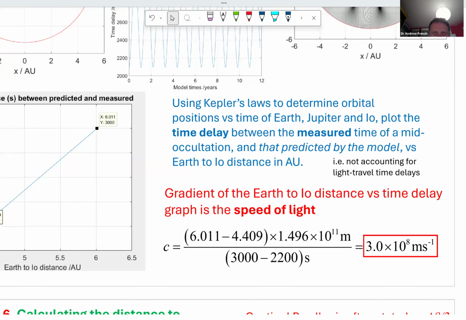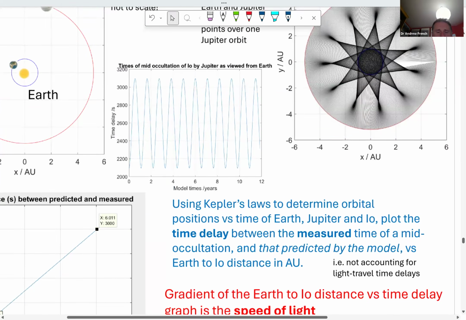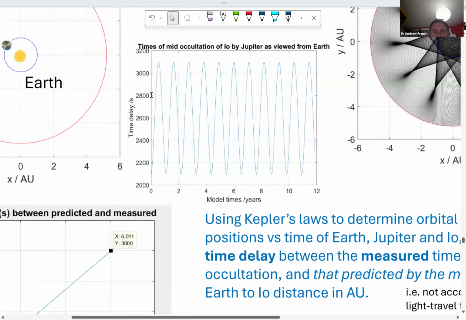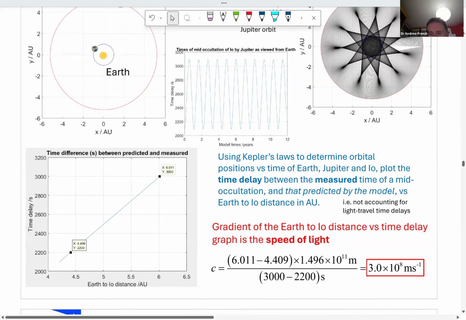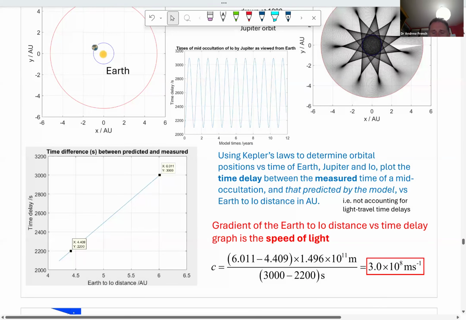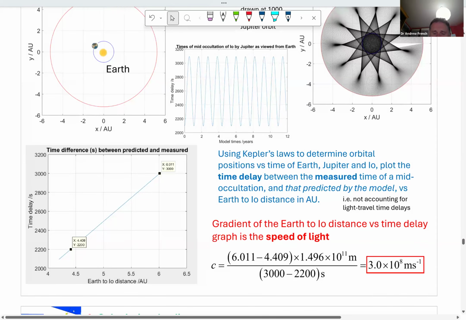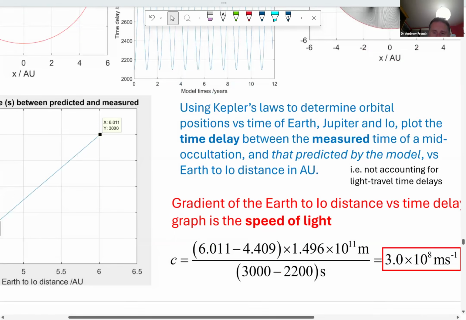And so to figure that out, you just need to take lots of measurements of exactly when your mid-occultation time is. And then you compare that to your absolute model from Kepler's laws, and work out the difference in those times. So our time delay would move up and down on this graph. You need to do this carefully over many years, which is what Rømer did. And then if you know what an astronomical unit is, which we found last time, you can work out the speed of light, which is rather lovely. So there we are. I think that's something to have a look at.